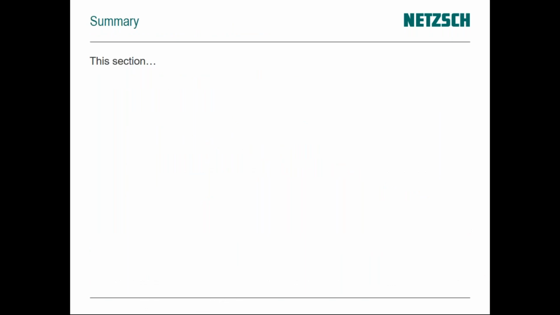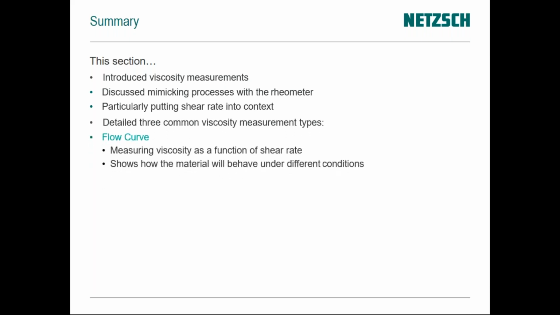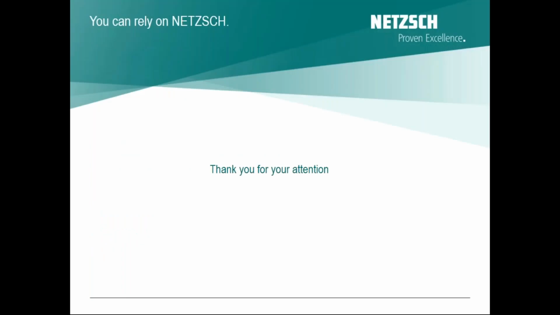So in summary, with this section, we've looked at an introduction to viscometry measurements. We looked at mimicking processes with the rheometer. Obviously, you need to look at your process and see what shear rates may be applicable, and then use those shear rates in your test. And there's 3 different types of tests. There's the flow curve, and then next we'll go into the yield stress and the thixotropy test. So thank you very much for your attention, and this is the end of part A of module 3.